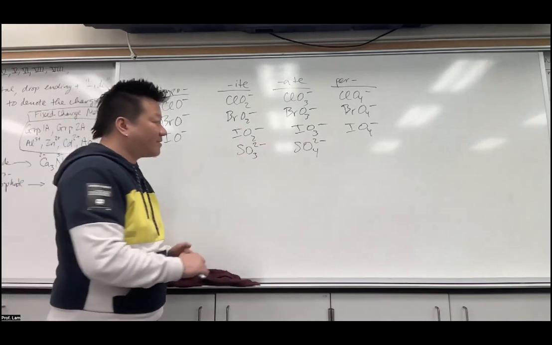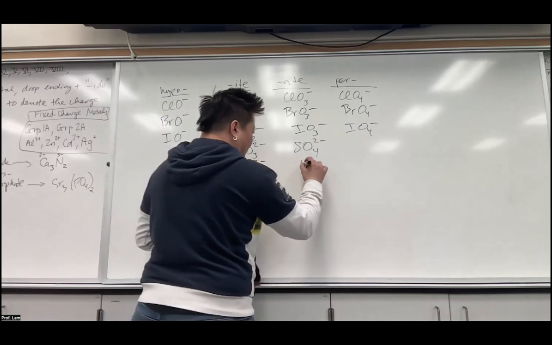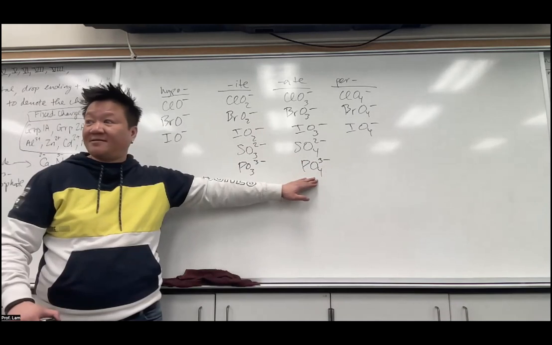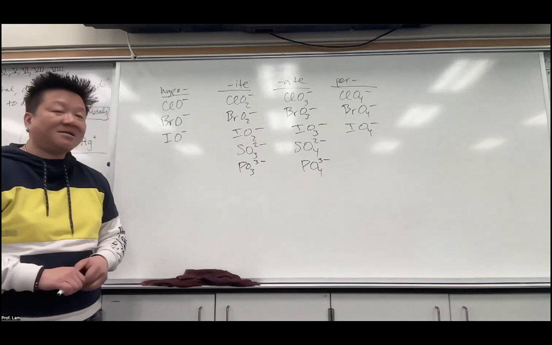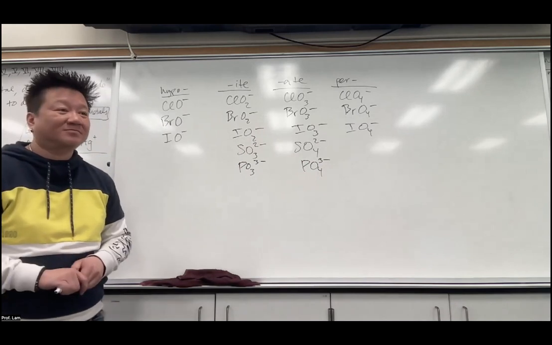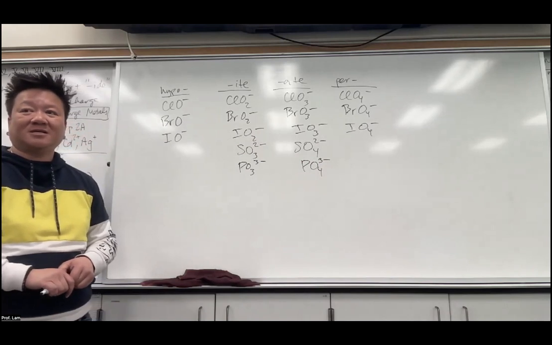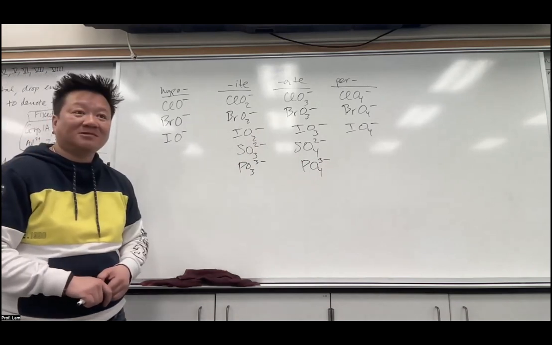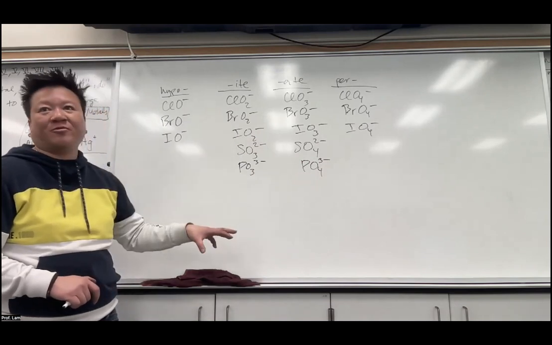Make sense? All right. This one also works. PO3 3 minus, PO4 3 minus: phosphites, phosphates. Okay. Why is it 3 minus? Where's phosphorus? 5A. That's why it's 3 minus. Right? So it's kind of nice to remember that. Okay, so you got a few more under your belt now.